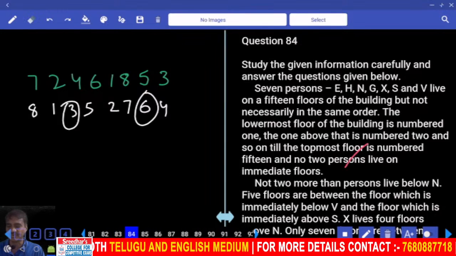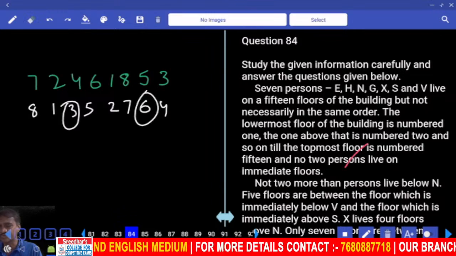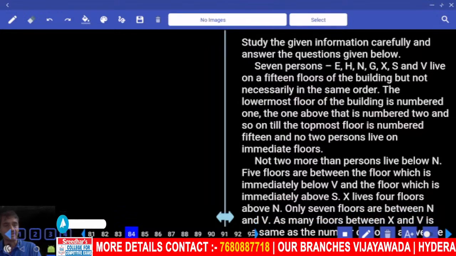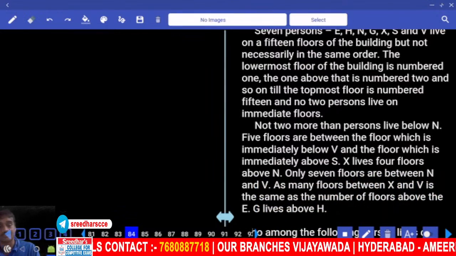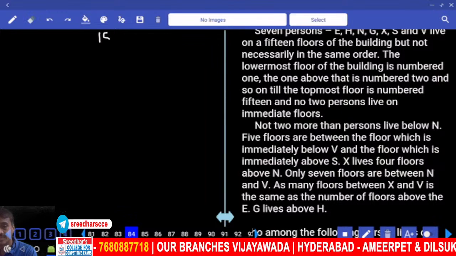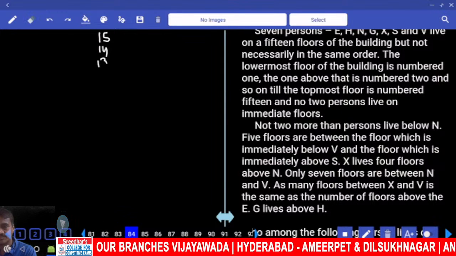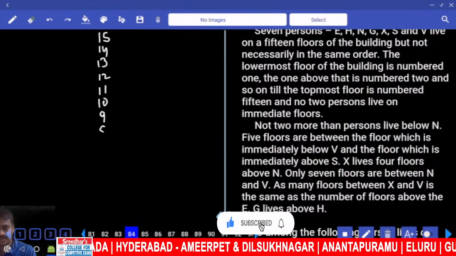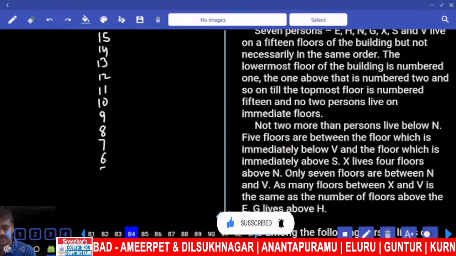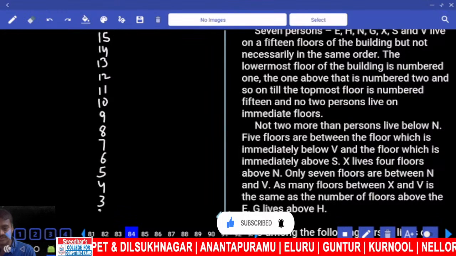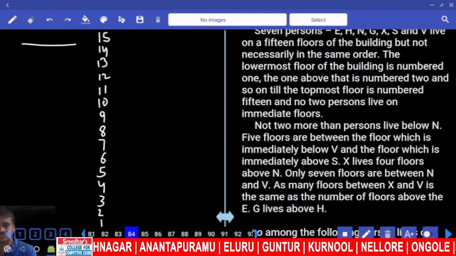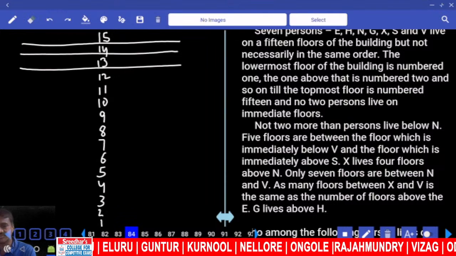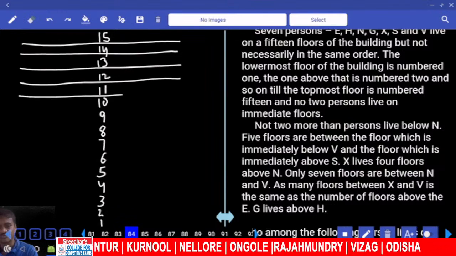The next one, 84 onwards. My 84 to 87, first or the second priority? Now second priority here. Now 7 persons live on 15 floors of a building. How many floors are there? 15. Now 15, 14, 13, 12, 11, 10, 9, 8, 7, 6, 5, 4, 3, 2, and 1. These are the 15 floors we have. How many persons? Only 7 persons. These 7 persons are staying on these 15 different floors.